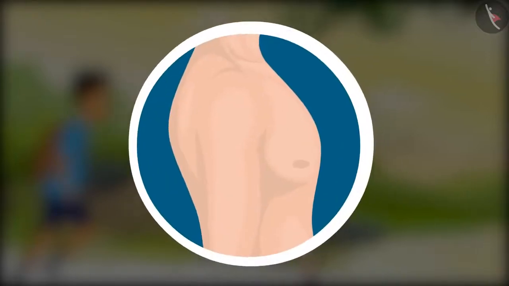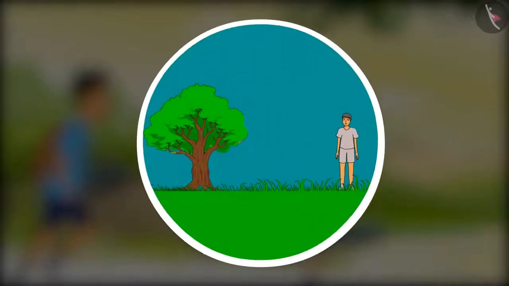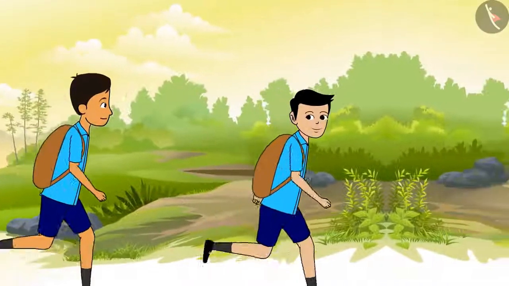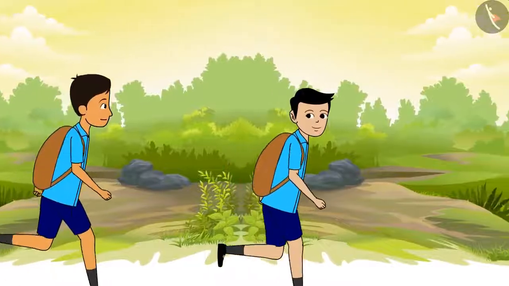Pay attention to your chest. It goes up and down at regular intervals, isn't it? This is the process of respiration. By now, you would know that we breathe in oxygen and release carbon dioxide. But what is the process of respiration? Come, let us learn this with Ram and Shyam, the characters of this video.